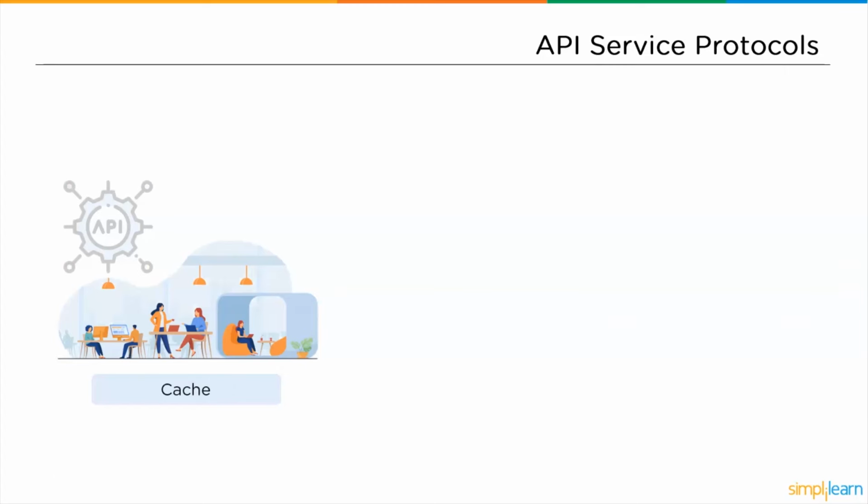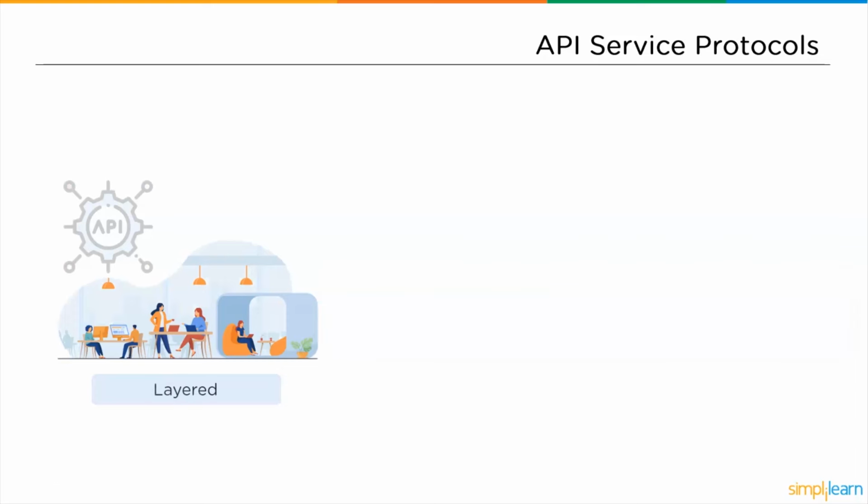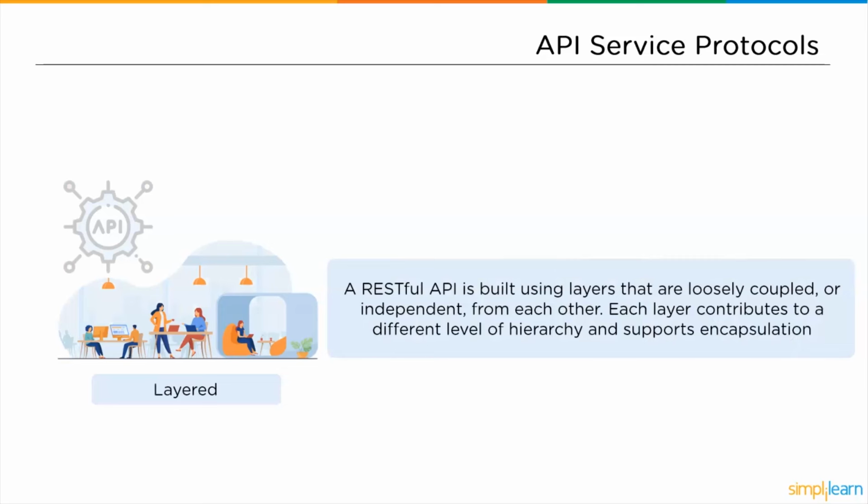Next we have the cache. Including a cache memory allows the application to record intermediate responses and run faster in real time. A RESTful API also includes the cache memory. And next we have the layer. A RESTful API is built using layers. Layers of the API are loosely coupled or independent from each other. Each layer contributes a different level of hierarchy and also supports encapsulation.